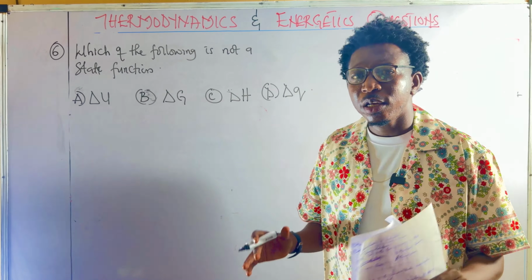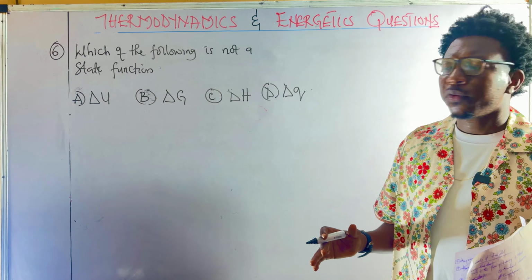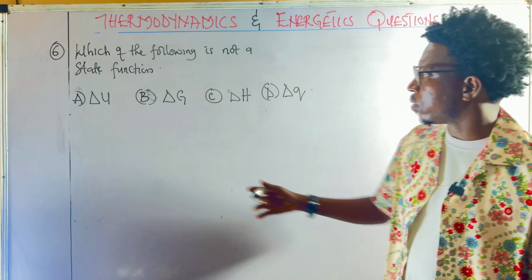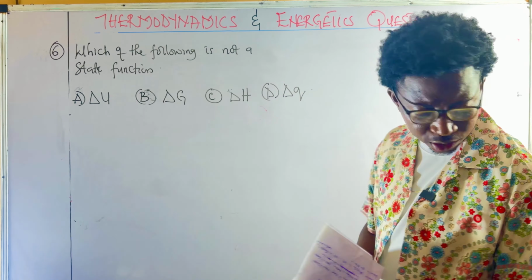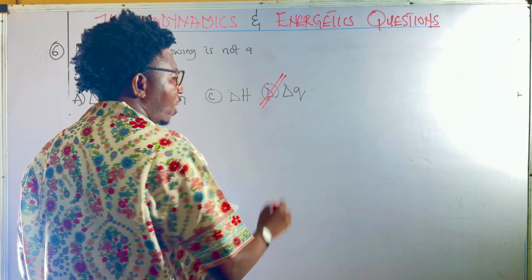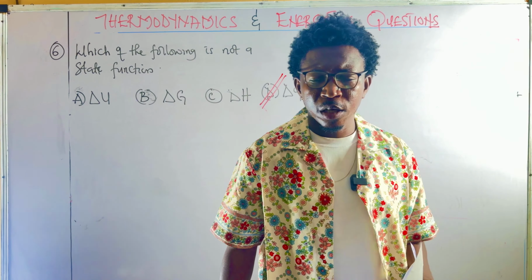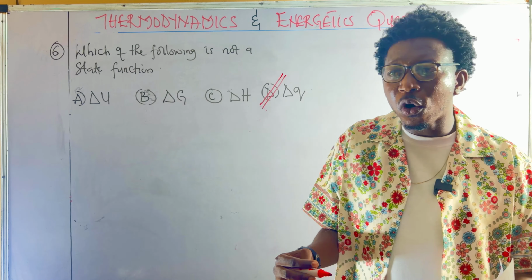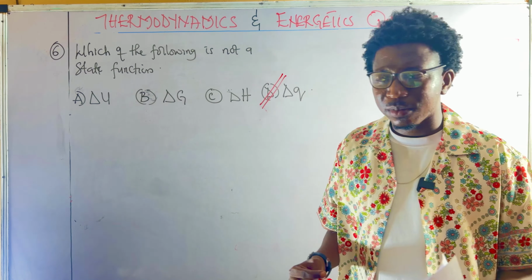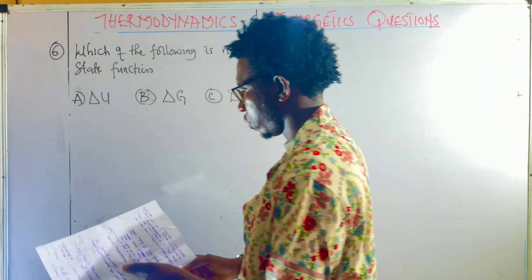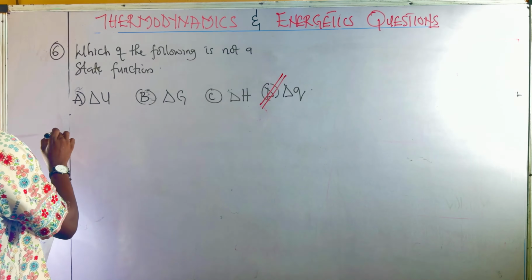So I've given you all the examples of a state function. So by default, you can answer this question. It's not A, it's not B, it's not C. The answer is D. Now, heat is not a state function. Heat flows in and out of the system. It is a path function. It is path dependent, not a state function. Take note of that.